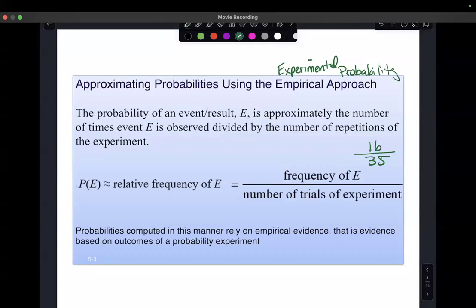Now we know that really it's 50%, but this is based on our experiment. Now, if I did this experiment over and over again, say 1,000 times, it's going to get really close to that 50%, which is the actual probability. So if we're actually performing the trials, that is our experimental probability.